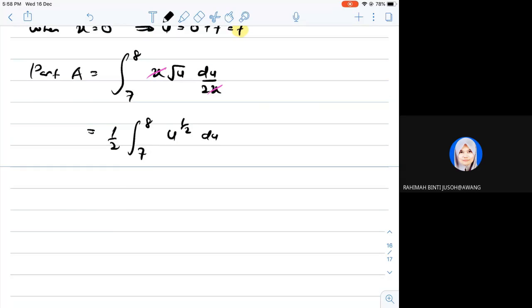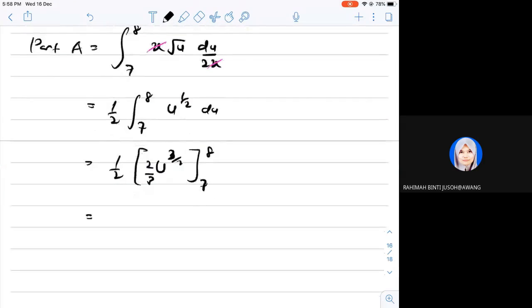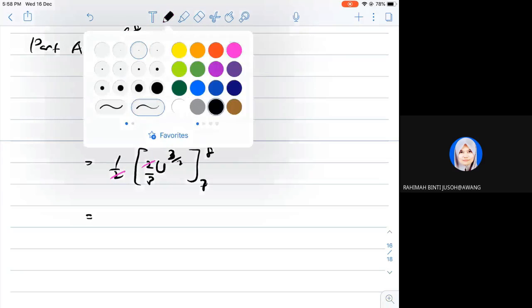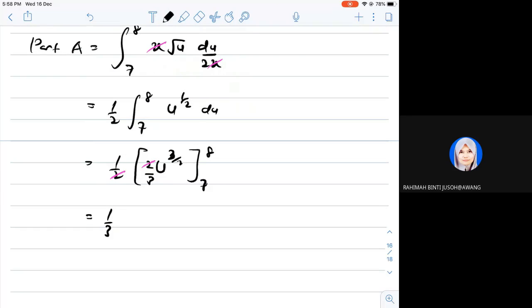We get 1/2, integral from 7 to 8 of u to the power of half du. So integrate, we will get 1 over 2, u to the power of 3 over 2, over 3 over 2. So it becomes 2 over 3. Can, guys? I skipped that step. Understand? Understand. So substitute u equals 7 and 8. This can be cancelled. We get 1 over 3, so 8 to the power of 3 over 2 minus 7 to the power of 3 over 2. Okay, settled. This is only part A.